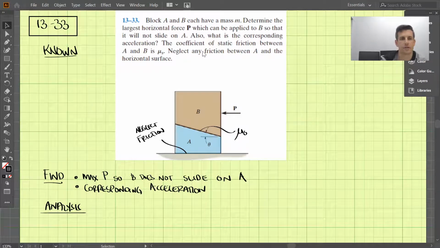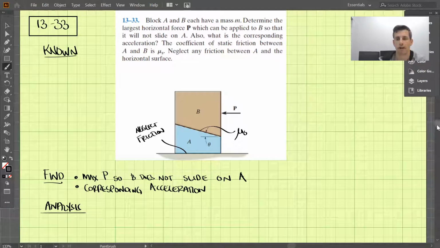Okay, so this is 1333 here, and we're given these two blocks sitting on top of each other, and we're given this angle theta here. Between the two blocks, we have a coefficient of static friction, which is mu sub s, and then we're supposed to neglect friction between A and the bottom here. And what we're trying to find is the largest horizontal force, P, which can be applied to B here, so it will not slide on A, and then also the corresponding acceleration with that.